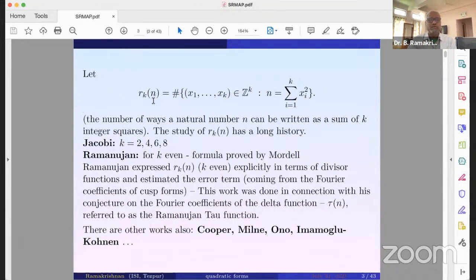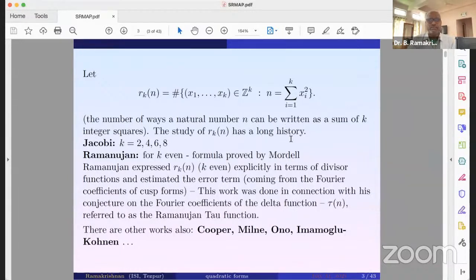The notation is that r_k(n) is the number of ways a natural number n is written as a sum of k squares. So take the cardinality of the set of (x1, x2, ..., xk) such that n is written as x1 squared plus x2 squared plus ... plus xk squared, where k is any integer. So it is the number of ways a natural number is written as a sum of k squares.